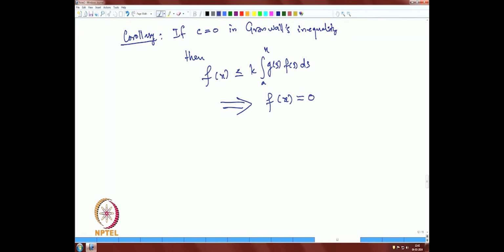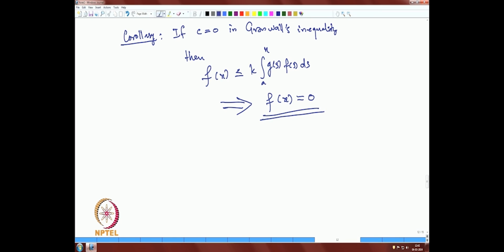So, that proof follows very easily, because if we take for every epsilon greater than 0, Gronwall's inequality holds, and if that holds, then you get epsilon times k integral a to x of g(s) f(s) ds. So, that makes f(x) to be 0, since f(x) is non-negative. So, this result we will be using in proving the uniqueness result, from Gronwall's inequality.